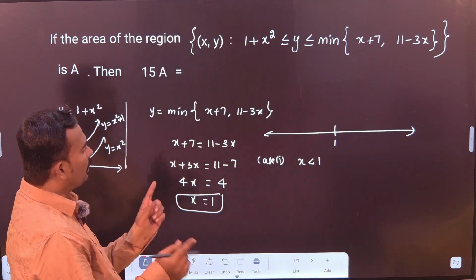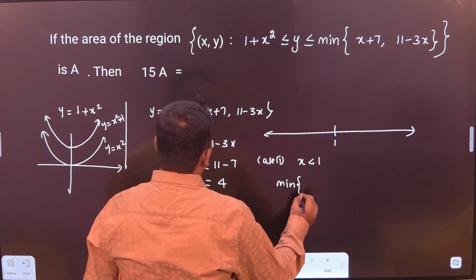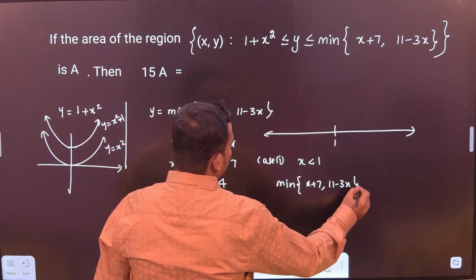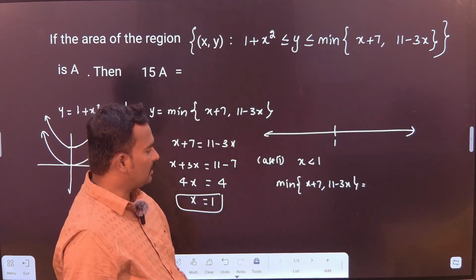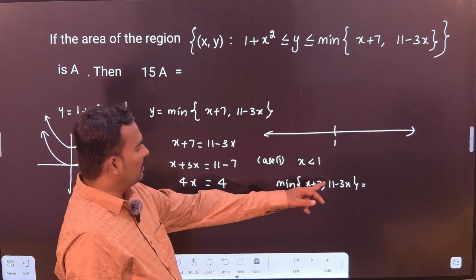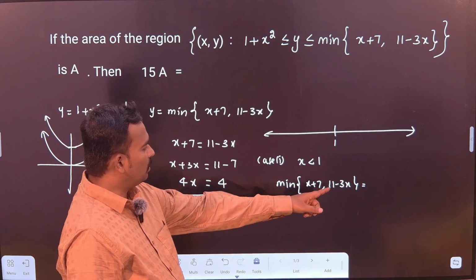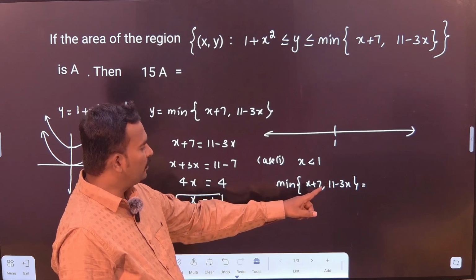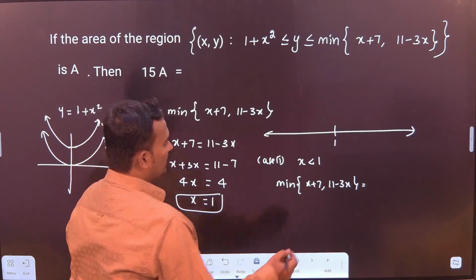Okay, what is the minimum of these two functions you have to take? The minimum of x + 7 and 11 − 3x. Let me take x less than 1, let us take 0. Let's take an easy number. Here it is 7, and 11 − 3x here is 11. X is 0 means what? 7 here, 11 here. Which is the minimum here? The first function x + 7 is the minimum, right?